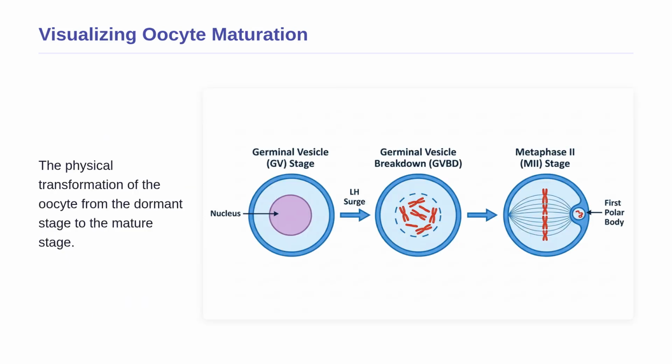Now that we have proven the mathematics of the trigger, let us look at the physical transformation. On the left, you see the dormant oocyte in the germinal vesicle stage, with its large, intact nucleus. Following the LH surge, represented by the arrows, we move to the middle stage, germinal vesicle breakdown. Here, the nucleus dissolves. Finally, on the right, the cell reaches metaphase 2. Notice the small structure at the top right of the cell. That is the first polar body, holding the discarded half of the chromosomes. The egg is now mature.